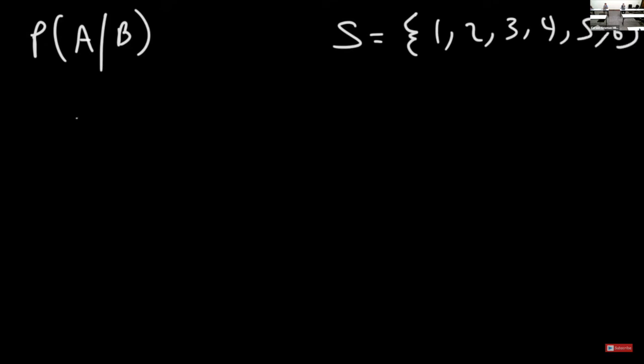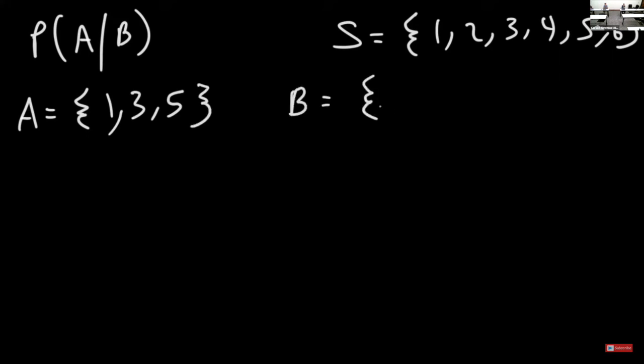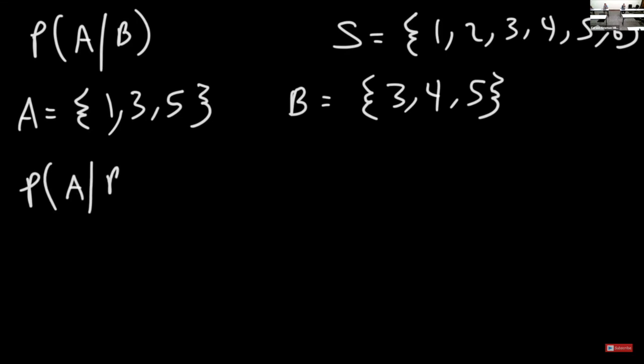So let's say we have a 6-sided die with a sample space of the numbers 1 all the way to 6. And let's say that event A is any time we get an odd number when we roll it out. So 1, 3, and 5. And event B, let's say that corresponds to the numbers 3, 4, and 5. So what is the probability that event A will occur given that B has already occurred?